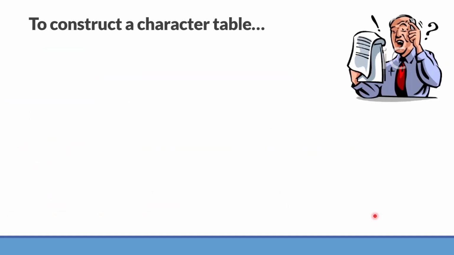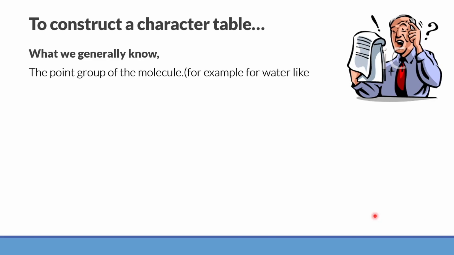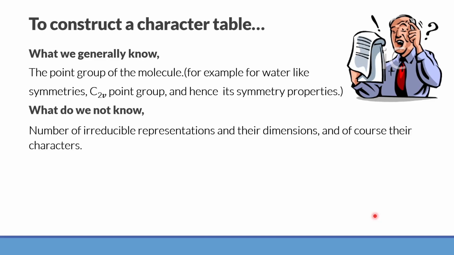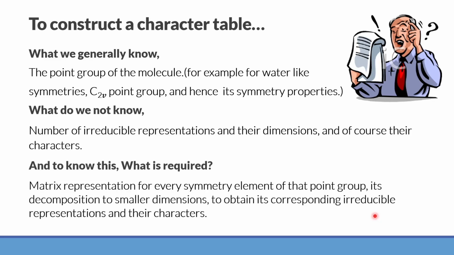Now, to construct a character table, what we generally know is the point group of the molecule, for example C2v for water, and what we do not know, of course, is the number of irreducible representations, their dimensions and their characters. These things are not known to us. So there are only two things known to us: a molecule with a point group and its symmetry properties. And to know this, what is required? A matrix representation for every element of that point group. It is decomposed into smaller dimensions to obtain its corresponding irreducible representations, and then we have to find out their characters.